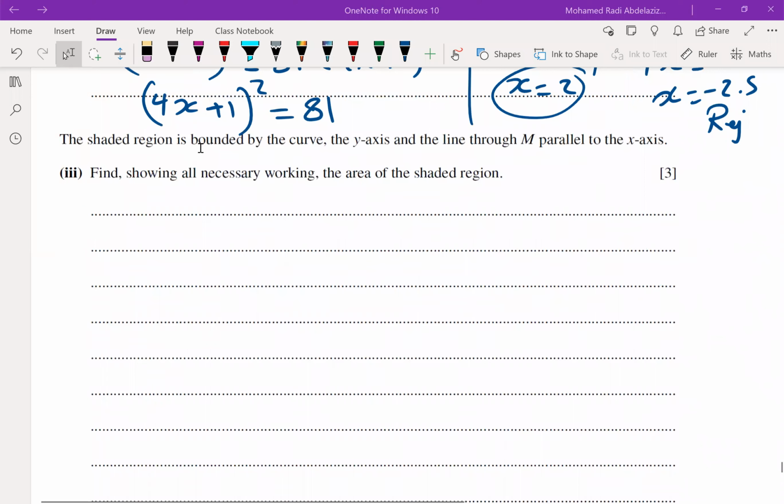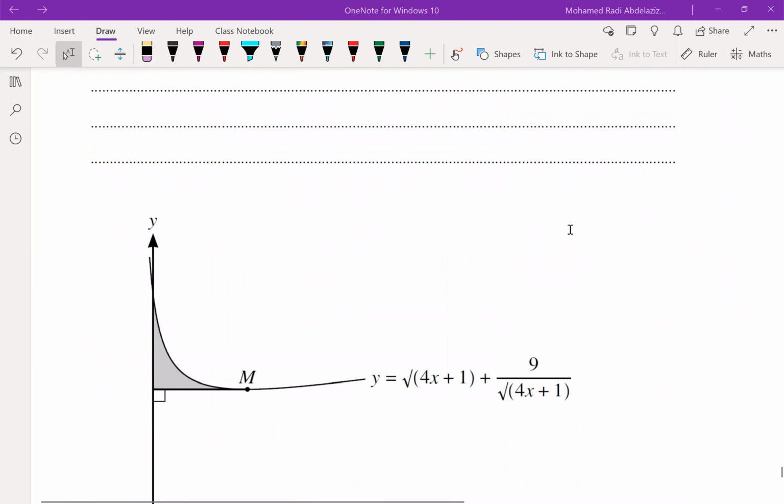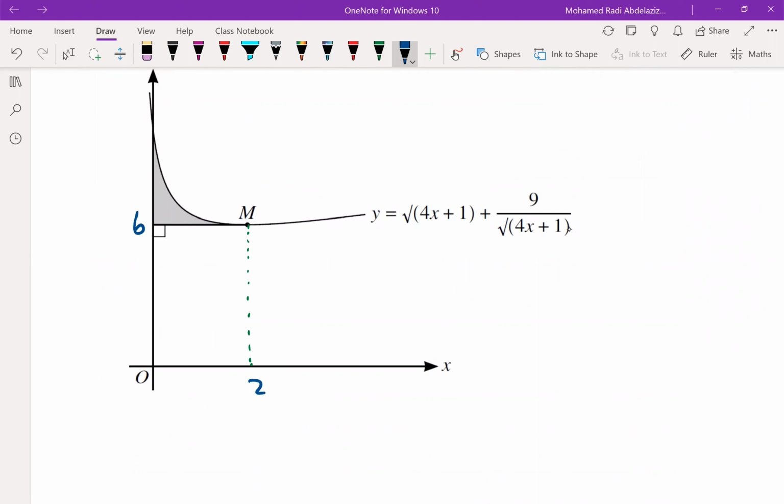Part 3: the shaded region is bounded by the curve, the y-axis, and a line through M parallel to the x-axis. Find the area of the shaded region. After finding M, the x coordinate is 2 and the y coordinate is 6. You can find the area under the curve from 0 to 2, then remove the area of this rectangle to get the area of the shaded region.